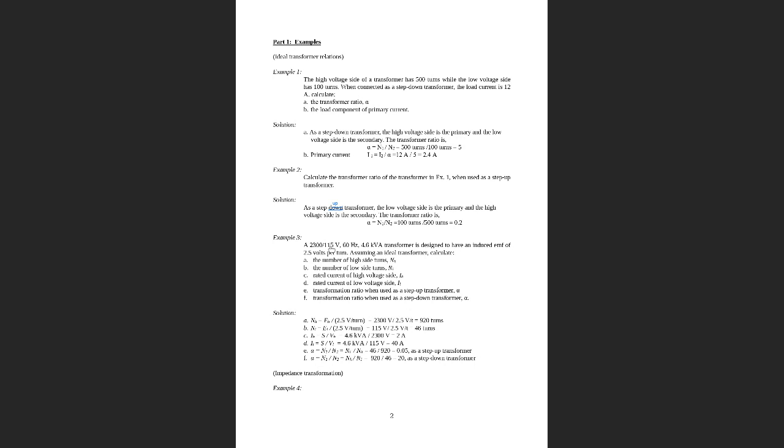2300 over 115 volts. This is the transformer's primary and secondary rating voltage. High voltage side 2300 volts, low voltage side 115 volts. These are the rated values at full load, input and output voltage. Working at 60 Hertz, so the transformer is designed to operate at 60 Hertz. The maximum continuous power going through the transformer is designed as 4.6 kVA. This is the total power that goes through the transformer.